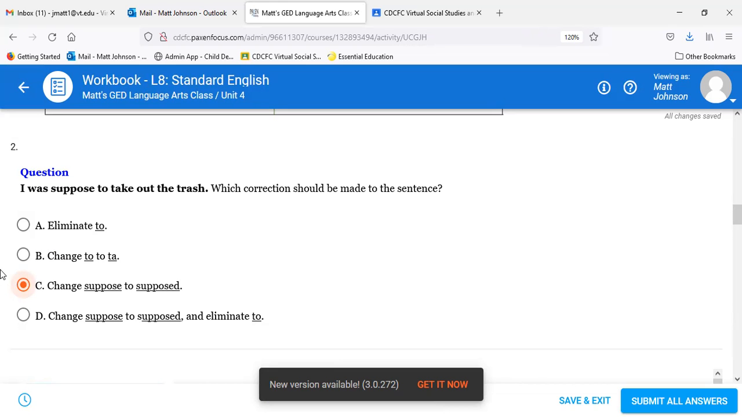I was supposed to take out the trash. Seeds and cat.